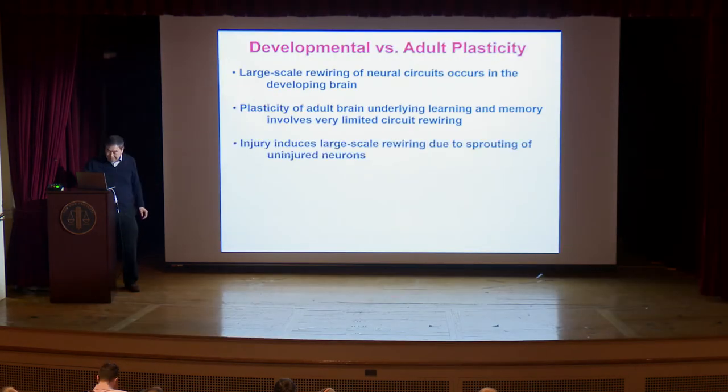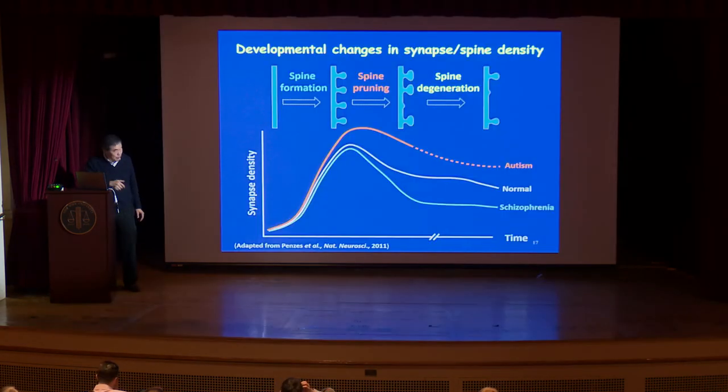Then you have pruning, and the number of spines goes down, suggesting synapses are eliminated. Finally, in old age, you have degeneration. In Alzheimer's disease, you have even more severe degeneration. Abnormal spine pruning has been correlated with neurological or neuropsychiatric diseases. So pruning of spines is very important during development. Large-scale rewiring is very important.